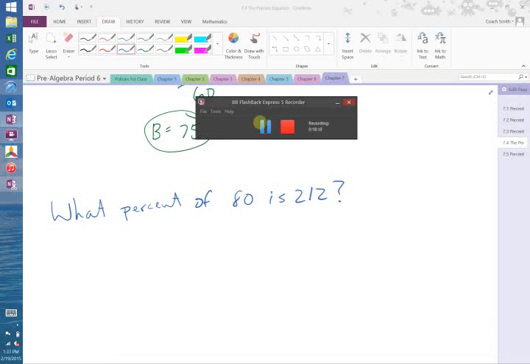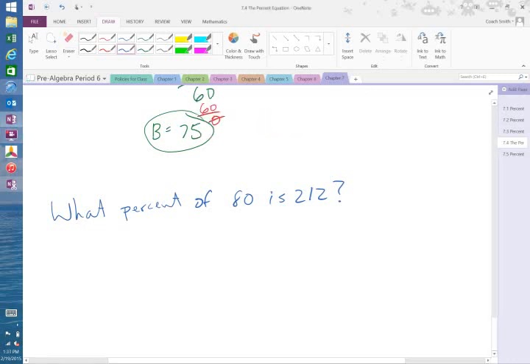Okay. Now, let's logically look at this. Okay? They're wanting to know what percent of 80 is 212. Okay? What is 100% of 80? Listen to my question. What is 100% of 80?